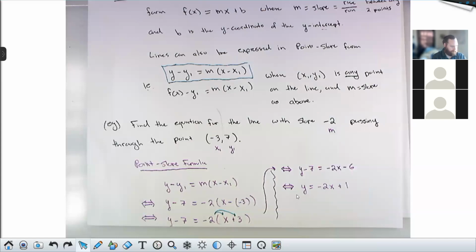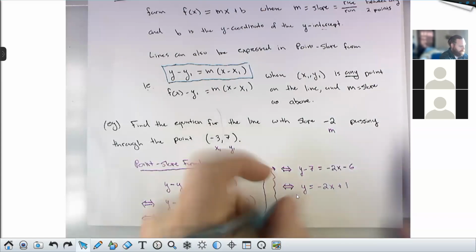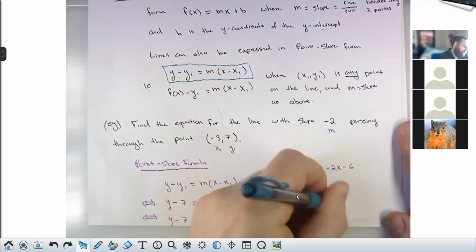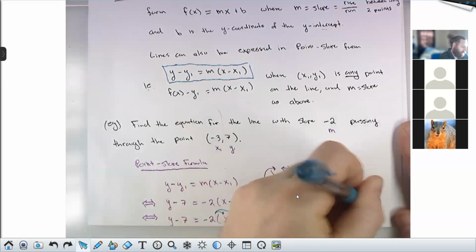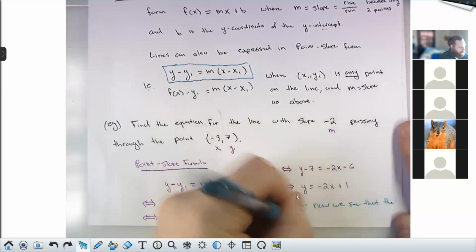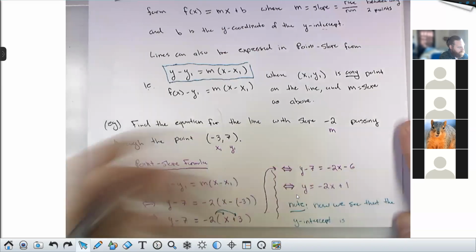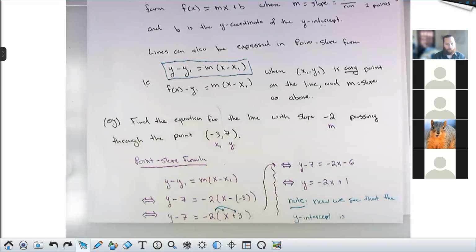What is the y-intercept? It's not 7, right? So the y value 7 is on the graph, but on the y-axis that's when x is -3. So look at this form, right? This is our mx plus b. Oh, I see it in the chat there. Yeah, the y-intercept is the ordered pair 0, 1.